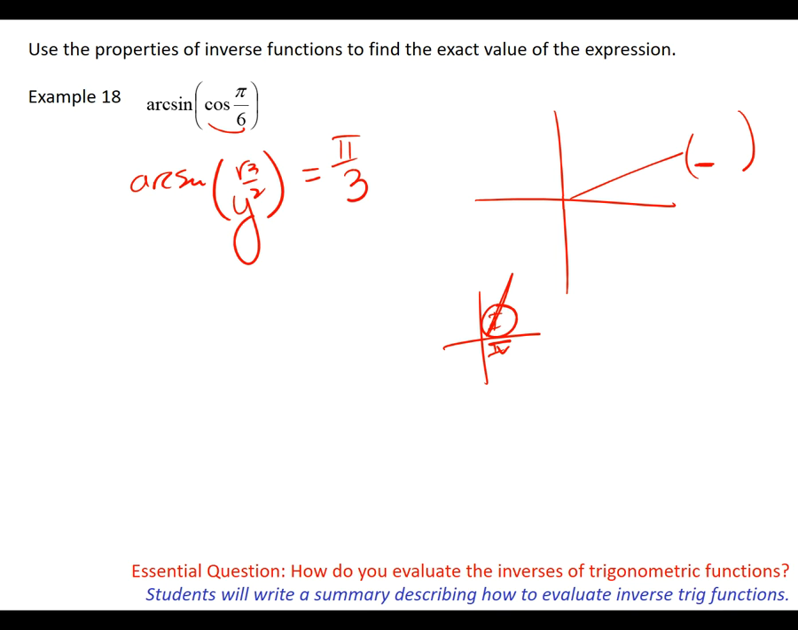The arc sine is 1 and 4. And when we put the arc on it, then we put the restriction on it. So for arc sine and arctangent, quadrants 1 and 4, and for arc cosine, quadrants 1 and 2. Alright, let's keep going.